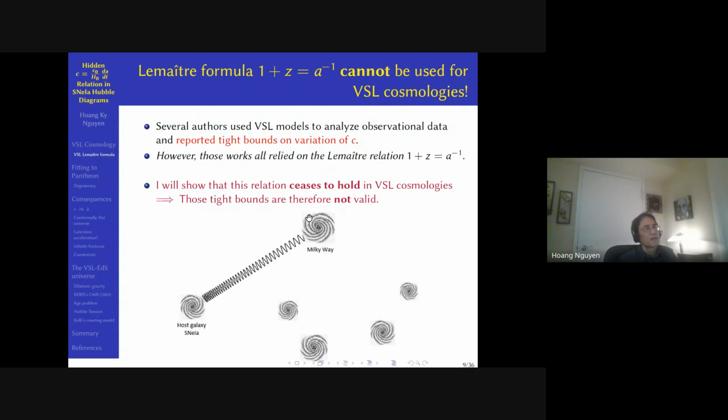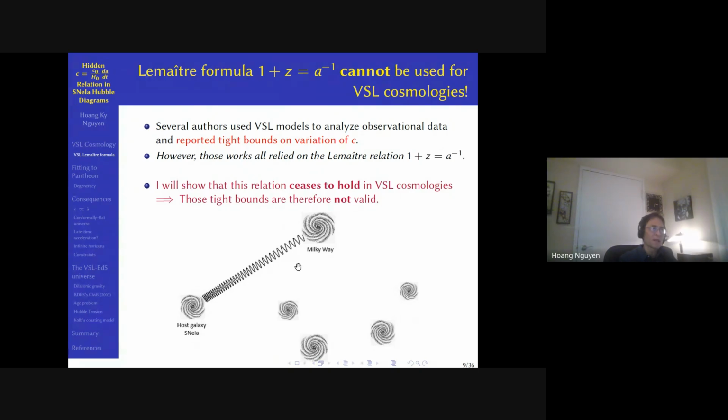So the reason is this. Imagine that we have a universe. These are different galaxies. I'm just plotting the two-dimensional projection here to make it easy to see. Now, the host galaxy with a supernova, and with a light wave, is transferred to us. We are sitting deep inside the galaxy, the Milky Way. So during this transit from the host galaxy to the Milky Way, the light wave will stretch out due to the cosmic expansion, as we know.